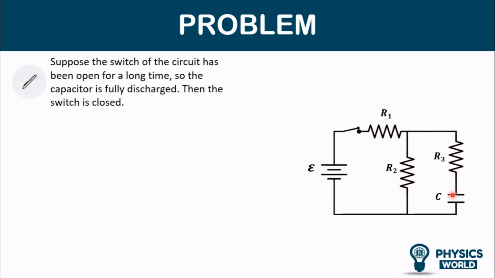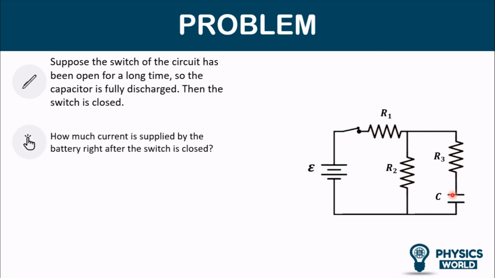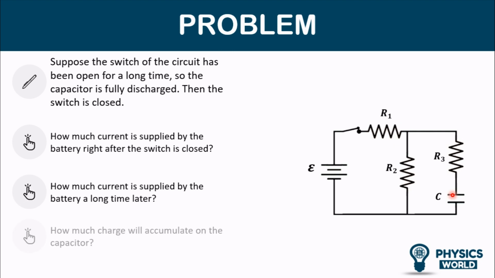Now suppose the switch of the circuit has been open for a long time, so the capacitor is fully discharged. Then the switch is closed. Now we have the following cases. First, how much current is supplied by the battery right after the switch is closed? How much current is supplied by the battery a long time later? And how much charge will accumulate on the capacitor?